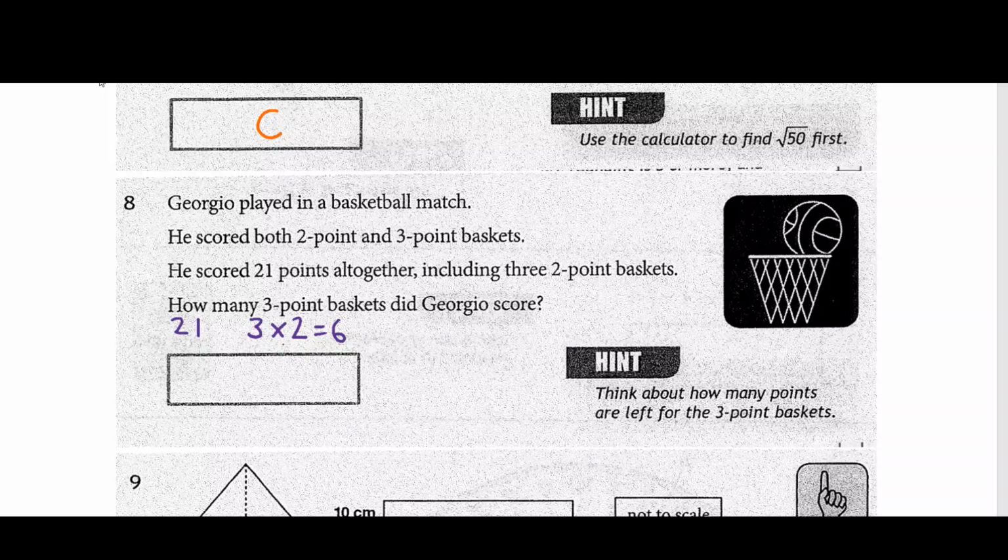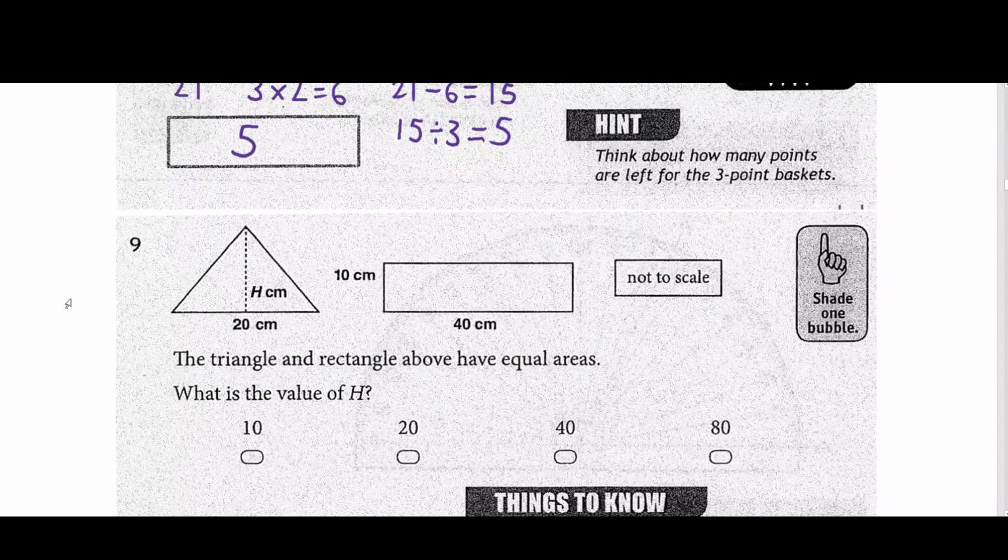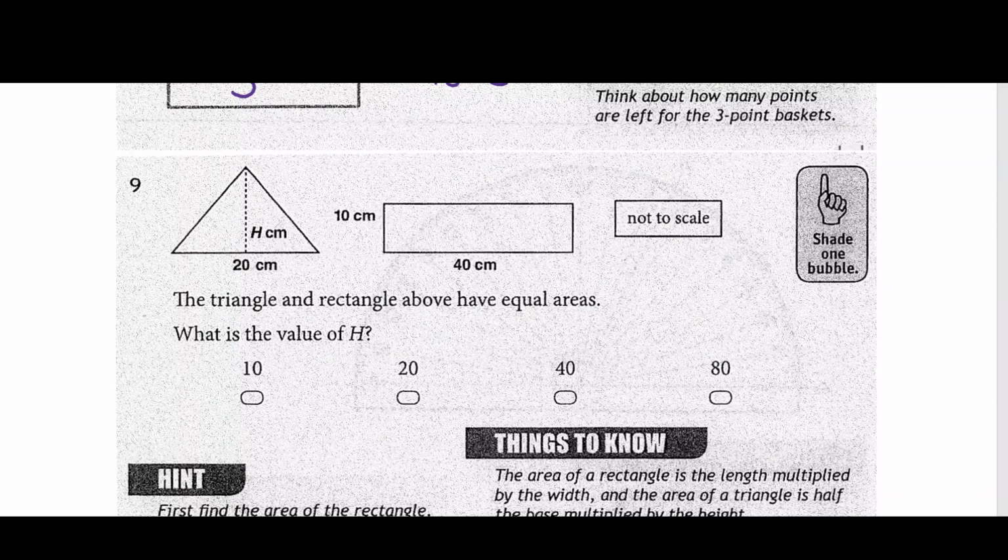So 6 of those points were 2-point baskets. So 21, take away 6, gives us, we can type that straight into our calculator. 21 take 6 gives 15. So 15 points were 3-point baskets. So how many 3-point baskets? It's going to be 15 divided by 3. 15 divided by 3 is 5. So 5 3-point baskets. Number 9.